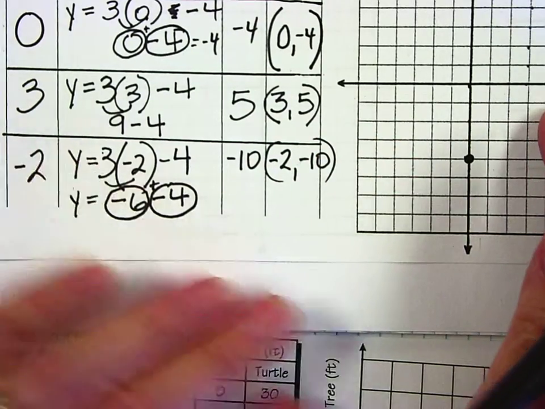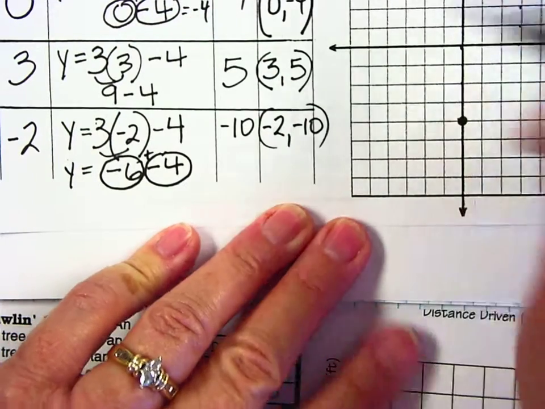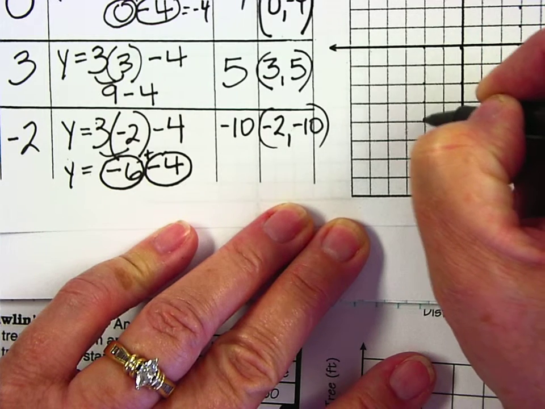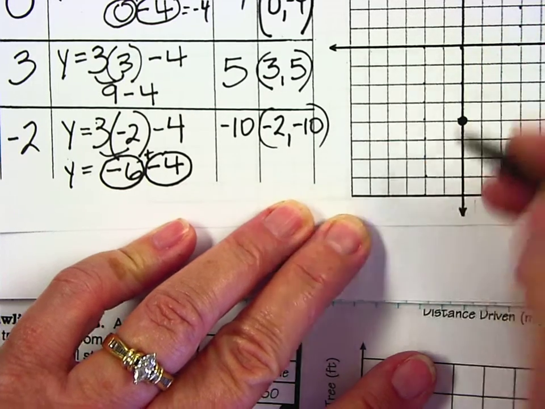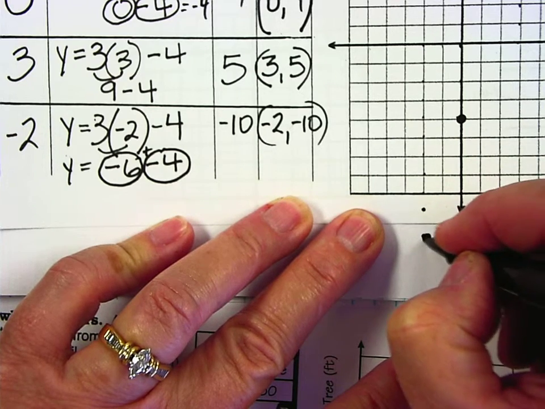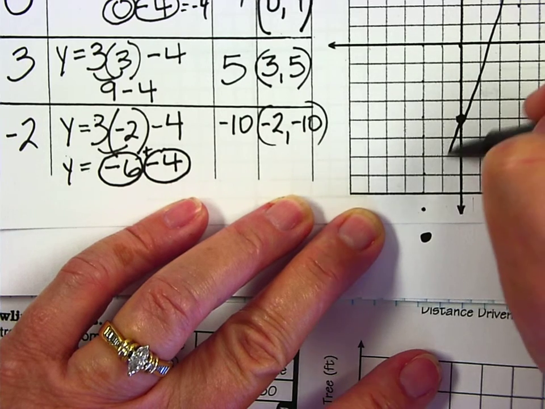Hopefully I can fit that point on here. I might have to add some lines. X is -2, y is -1, 2, 3, 4, 5, 6, 7, 8, 9, 10. And it totally looks to me like that is in a straight line.